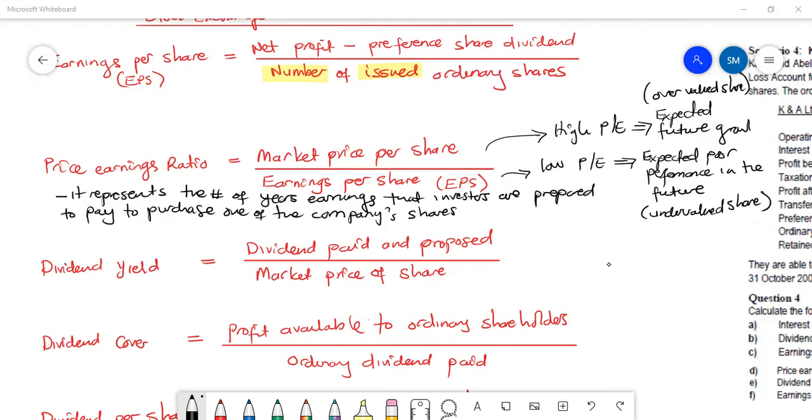So the dividend yield expresses the actual dividend received by a shareholder as a percentage of the market price of the share. It shows the actual percentage return an investor can expect based on the current market price of the share. So it's simply expressing the actual dividend received by the shareholder as a percentage of the market price of the share.